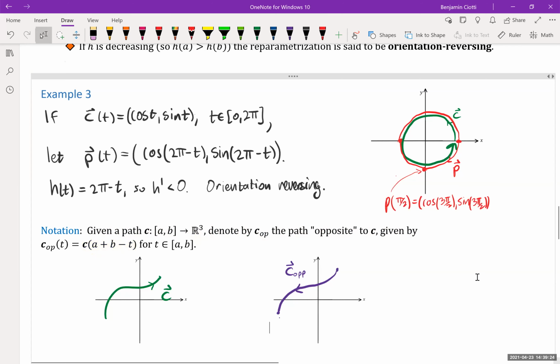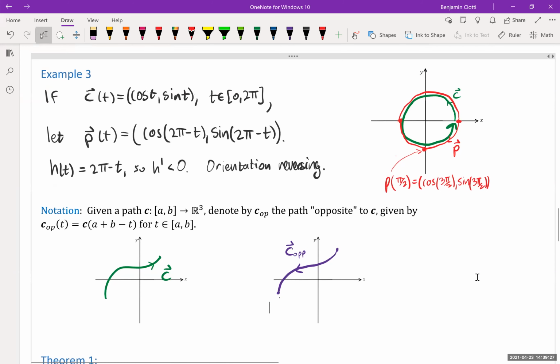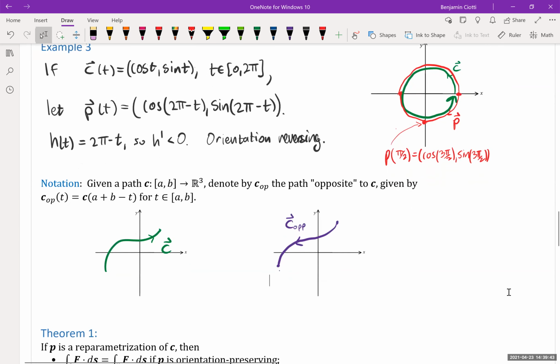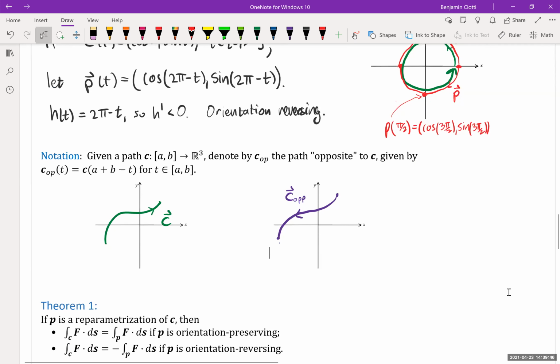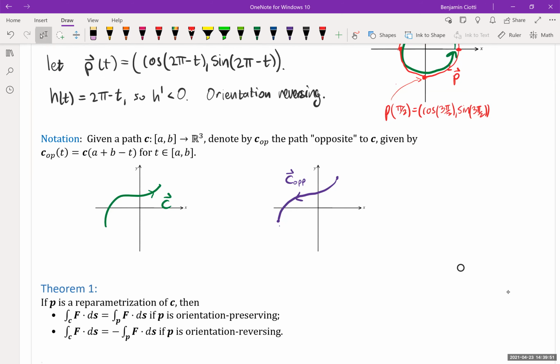Okay, so now I'm ready to answer those questions that I posed before I started talking about reparametrizations, which was how do they affect line integrals and path integrals? So I've got 3 theorems that relate to all this. The first one is about line integrals. So theorem 1, if P is a reparametrization of some path C, then there's only 2 possibilities for how it affects the line integral.